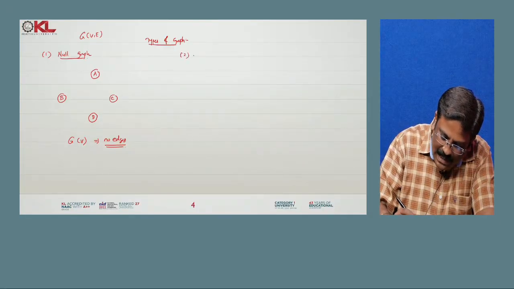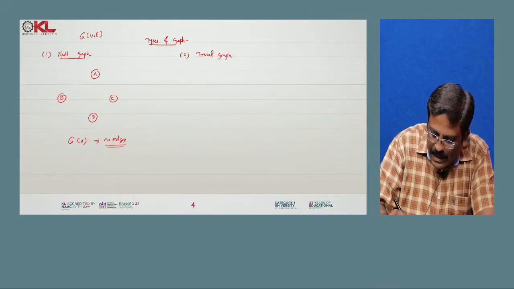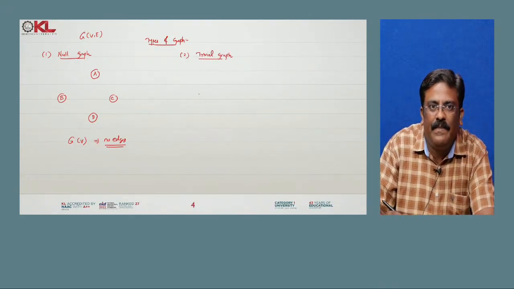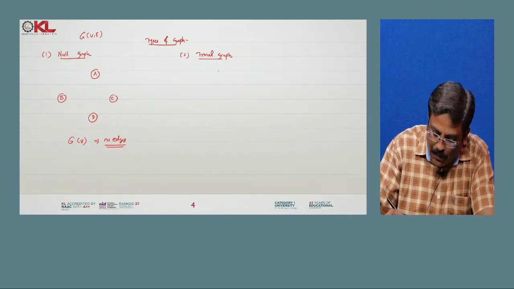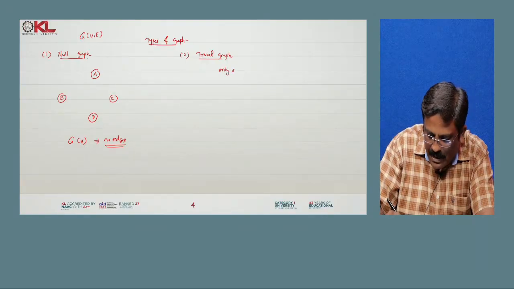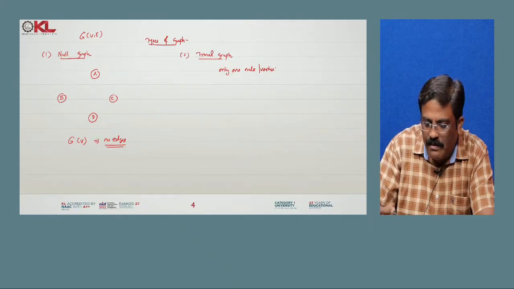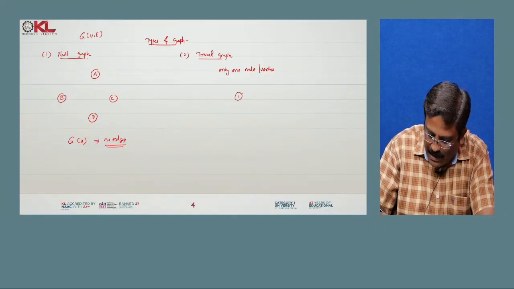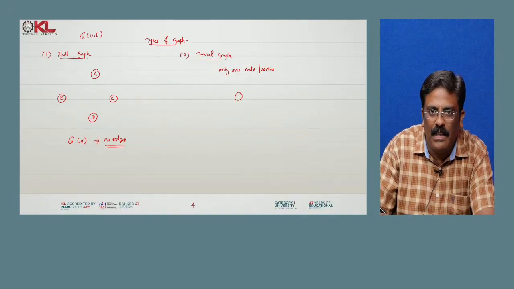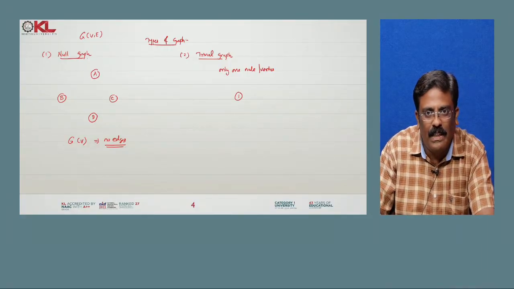And the second category of the graph is nothing but the trivial graph. A trivial graph will consist of only one node, or only one vertex will be present. That is called a trivial graph. For example, when there is only one node available, I have written only one, so it doesn't contain any other nodes. So this we can call a trivial graph.